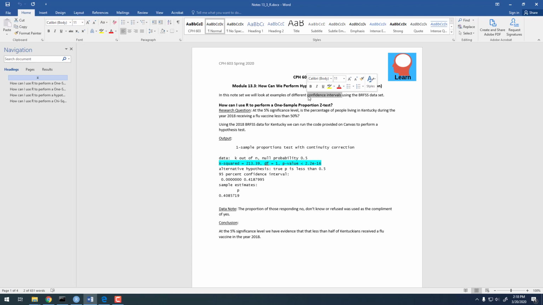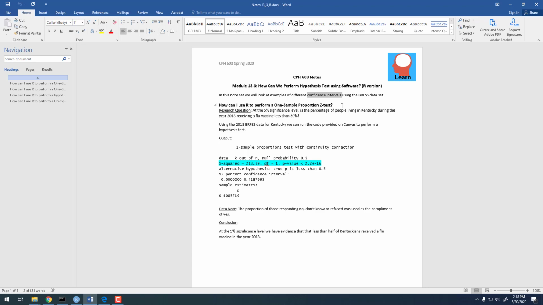Keeping in mind that we're only going to look at a select few here, there are many, many more hypothesis tests that are available. So we're going to start out by looking at the one sample proportion z-test, and we're going to do these all in the context of your BRFSS dataset. One research question that I might have from my data set is: at the 5% significance level, is the percentage of people living in Kentucky during the year 2018 receiving a flu vaccine less than 50%?